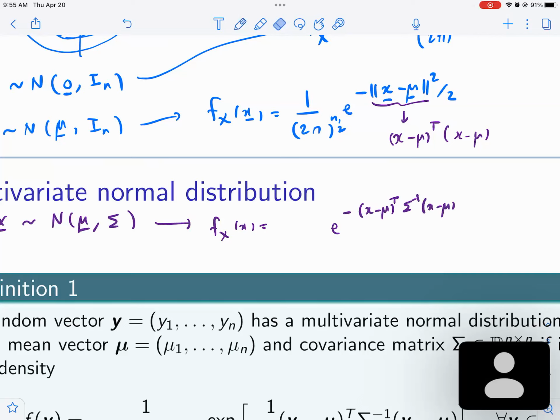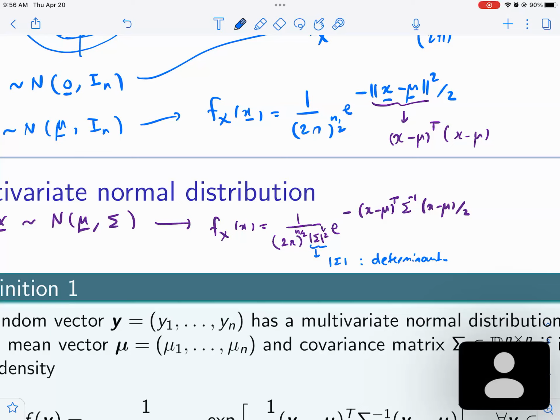Okay. Why you have to do this, there are a lot of good reasons for this. If you had time, I would try to derive this for you, but you don't have time. So this is going to be n over 2, and then sigma to the 1/2 goes in here. So this is the determinant. You can see if sigma is the identity, this would be identity, this would be identity, and we get the other one. But this is the general way of writing the PDF of the multivariate normal distribution.